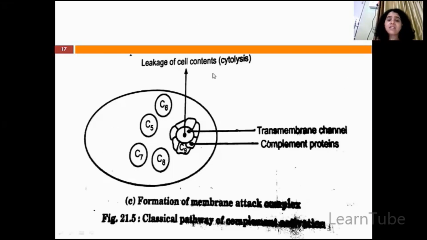And this C5 convertase will activate C5, C5 will activate C6, C6 will activate C7, C7 will activate C8, and C8 will activate C9. So once all these components have been activated, they all will form a transmembrane channel, which is also called the membrane attack complex. This membrane attack complex is cylindrical in shape, and it will cause leakage of the cell contents, leading to cytolysis.